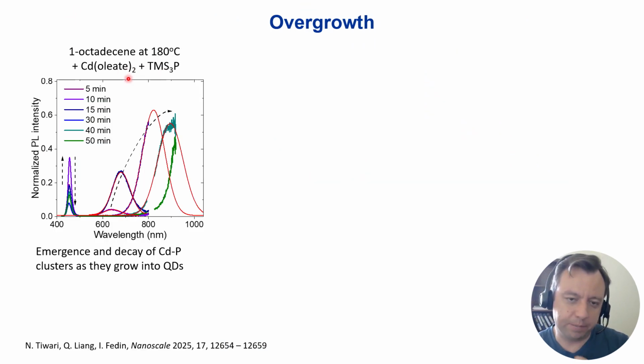When we inject the precursors into octadecene at 108 degrees, we see the emergence of these clusters and then their decay, and again at the same wavelength, the growth and redshift of a red spectral band, which corresponds to the growth of quantum dots.